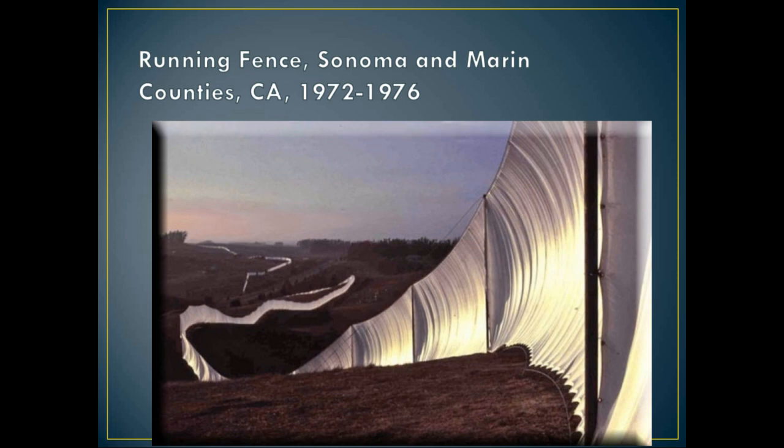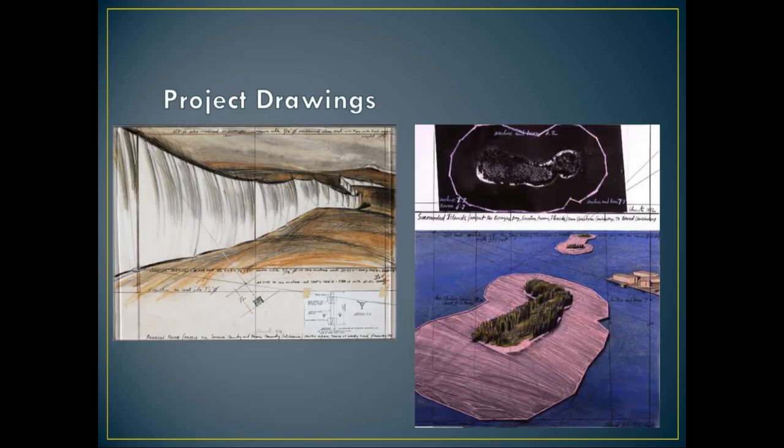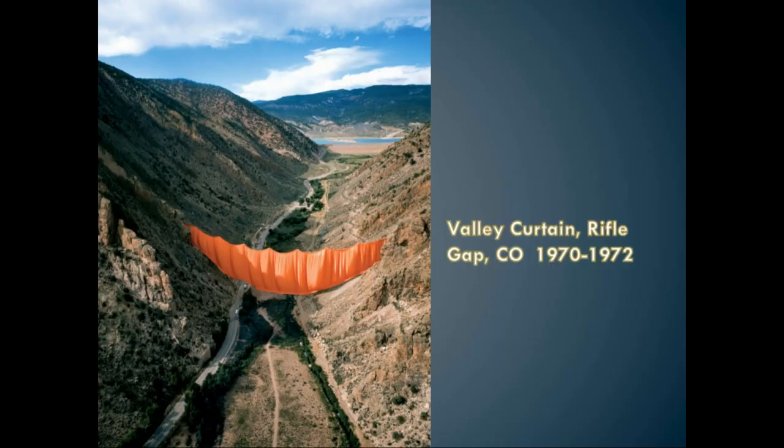Like in the case of Running Fence, it went through numerous different patches of real estate where they'd have to talk to like a cattle farmer or a vineyard and say, hey, can we have permission to come do this Running Fence on your property? It's a very collaborative type of art making. And they actually sell the project drawings to raise the money for the pieces. So that's how they get the funds to make the finished products.